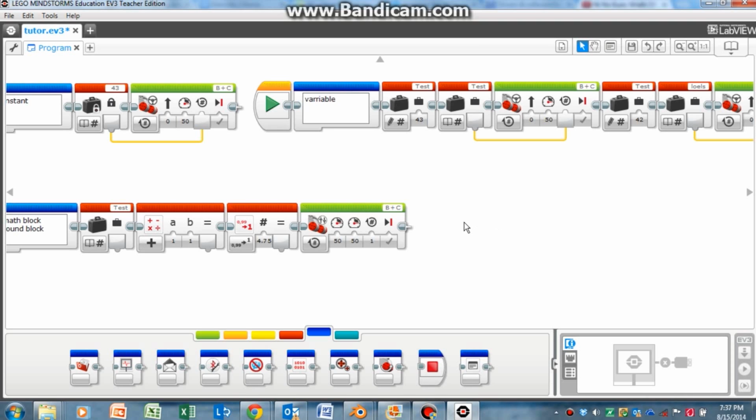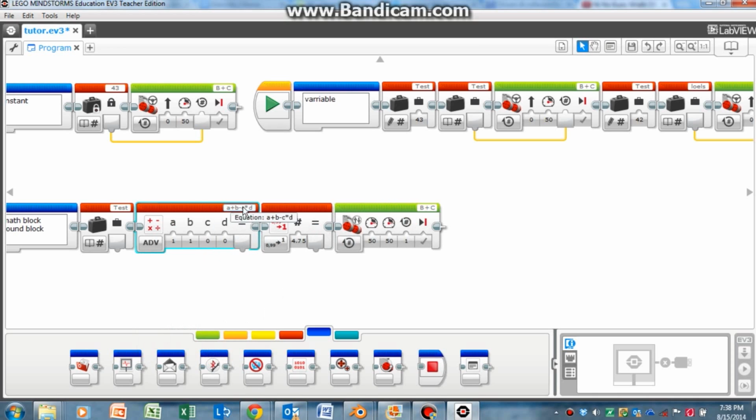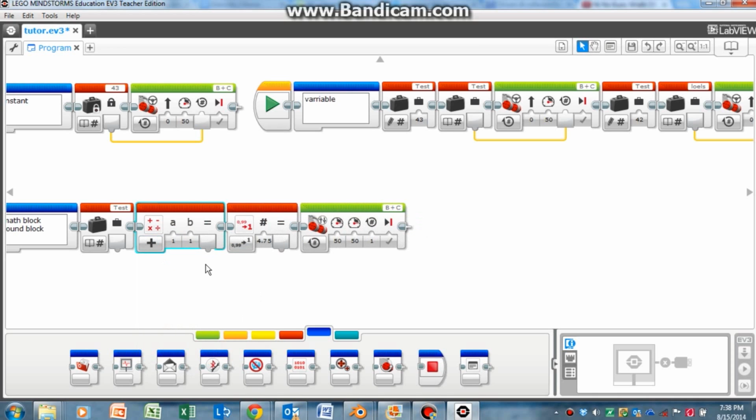That's annoying. Alright, so I have the test variable over here, so I'm going to drag the variable, the data wire basically, and plug it in to one of these two slots. Okay, so the math block is really simple. It basically does simple addition, subtraction, divide, multiply, absolute value, square root, exponent, and advanced math. And advanced math is basically where you write the formulas, but I'll get into that later.